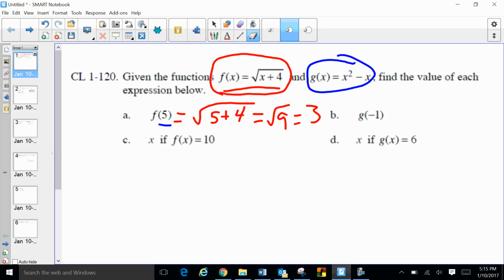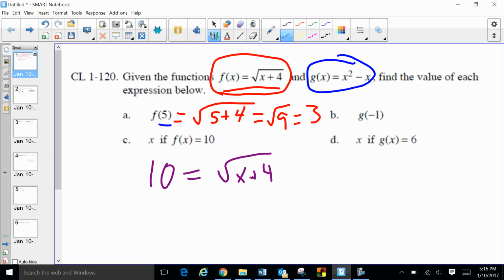So what we're going to do is we'll just do it with algebra. Sorry. So what we're going to do is say that instead of f of x, we're going to say 10 equals the square root of x plus 4.